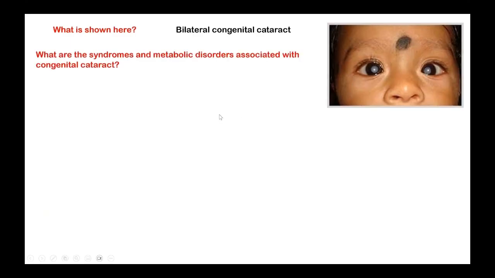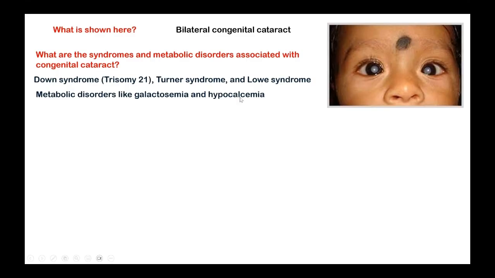This one here, bilateral congenital cataract. You can see both eyes are affected. So what are the syndromes and metabolic disorders associated with congenital cataract? Wilson syndrome, copper deficiency. Down syndrome is very common. Turner syndrome and Lowe syndrome. Metabolic disorders: galactosemia and hypocalcemia.